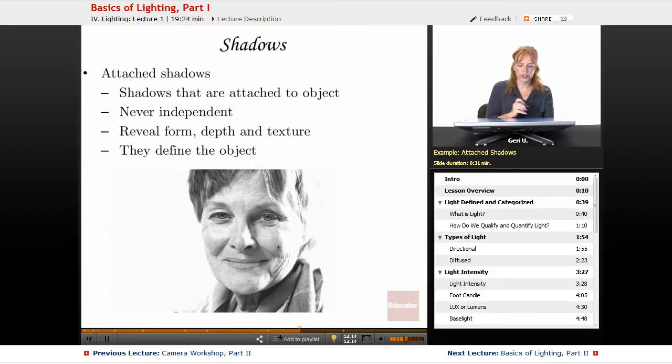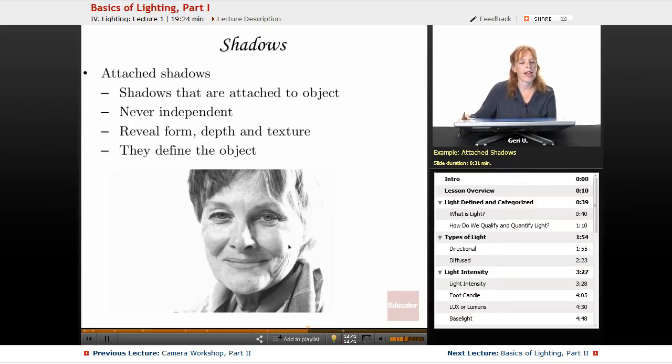Okay, attached shadows. So here we are. We've got shadows that are attached to the object. They're never independent. They reveal form, depth, and texture. They define the object. So here we are able to figure out that this is a face and get a sense of the face because of these shadows here. There's a shadow here. It's a little bit thinner, and here. Okay, and then we have some highlights here. But those are all attached shadows.